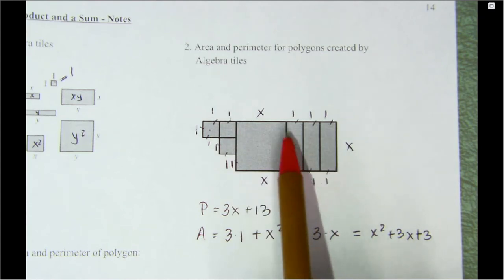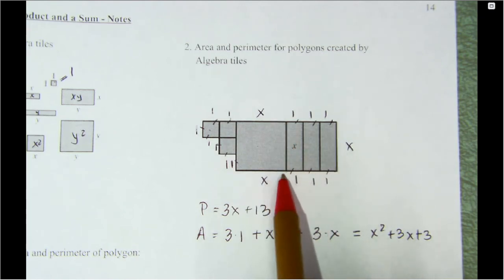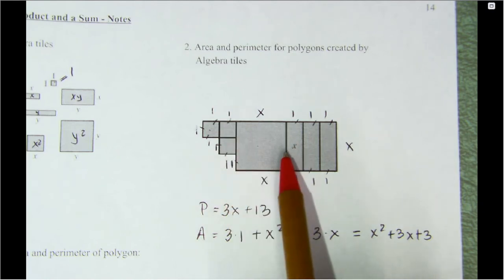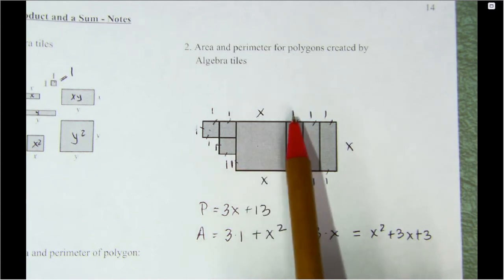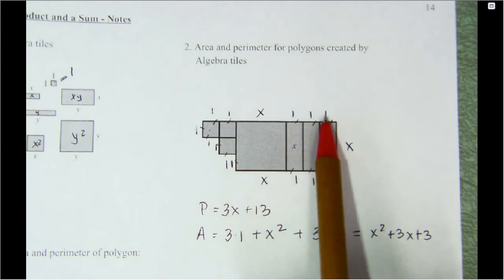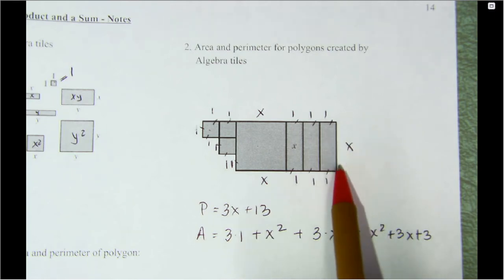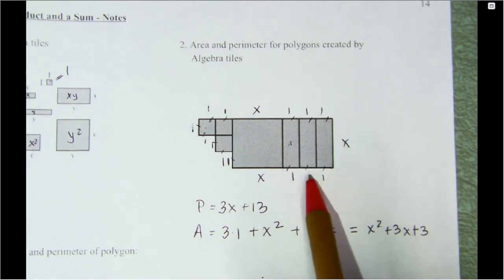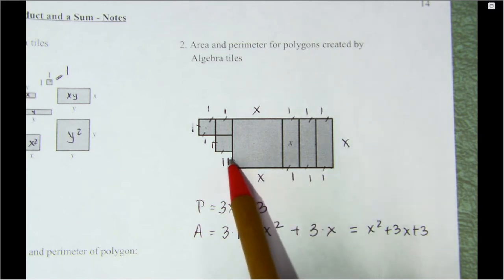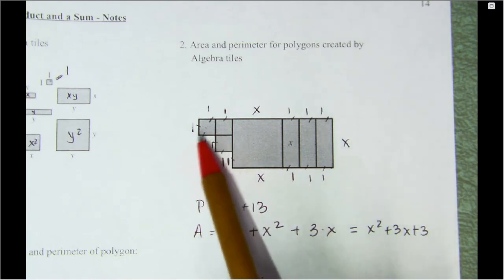So from this, I know this is a square. So I know this length is x, so those lengths also have to be x. So I got x, then 1, 1, 1 again. This length is also x, since they're all x here. And then I have 1, 1, 1, x, 1 over here, 1 over here, 1 over here, 1 over here.